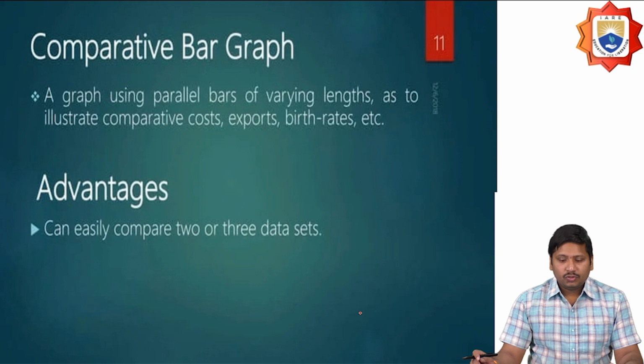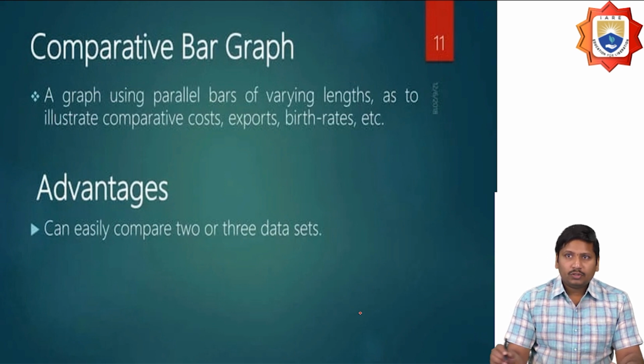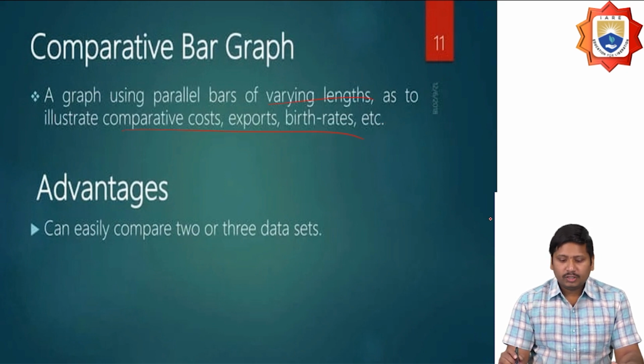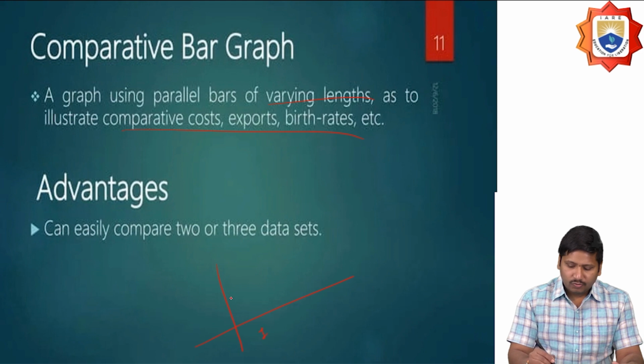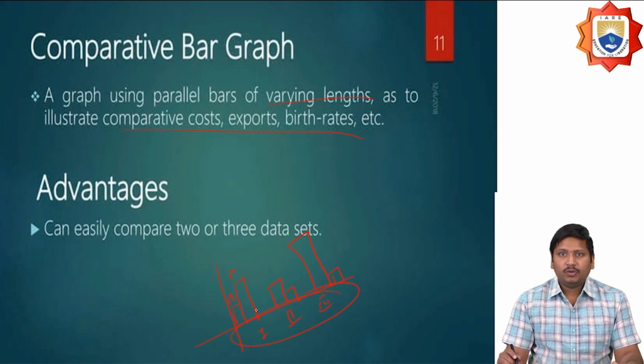Comparative bar diagram is another type of bar diagram, which shows parallel bars of variable lengths to illustrate the comparative cause, exposed, birth rate. The advantage is that it can compare two or three data sets at a time. For division 1, I can show how many males and how many females. For division 2, how many males, how many females. For division 3, how many males and how many females, like this. This type of presentation I can show very easily.